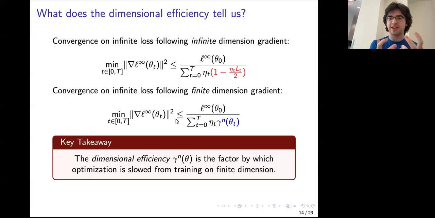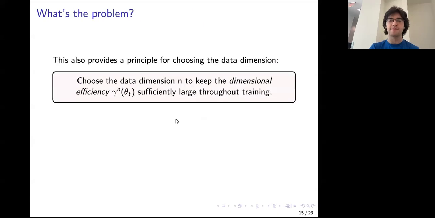So this gives us a nice way of understanding how much our current dimension is helping us learn on this infinite problem. It also provides the principle for choosing the data dimension throughout training: you want to choose the data dimension to keep the dimensional efficiency sufficiently large so that you're still getting efficient training. If dimensional efficiency decays towards zero, you're going to stop making progress on the infinite loss. So this gives a nice principle for choosing data dimension, but what's the issue? Why am I not saying that this is done? We can just use the dimensional efficiency directly to pick the data dimension, and then we can train.